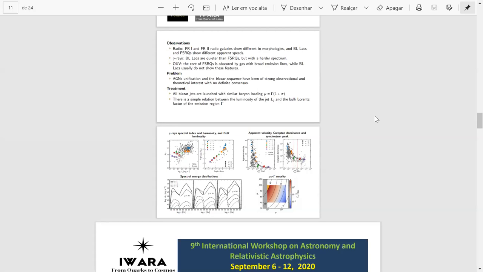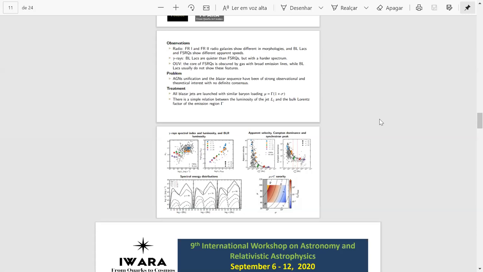On the left, we compare the spectral index in the gamma rays as a function of the luminosity, and put our simulations along with observations from Fermi, and we get a very good recovery of these observational properties. We did the same with the luminosity of the broad line region, with the apparent velocity taken from radio, and the Compton dominance, defined as the ratio between the high energy bump of the SEDs of blazars and the synchrotron component. Our simulations recover observations, and on the right-hand side of the plots we can see the trend of increasing luminosity.